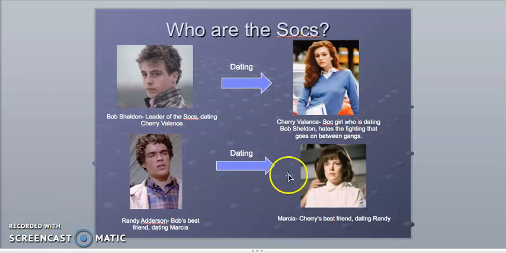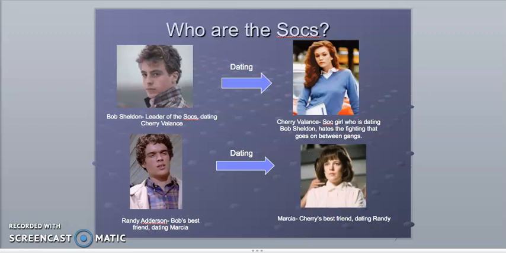Now, Cherry Valance right here, she's a social girl who's dating Bob, but she hates the fighting that goes on between the gangs. She wants it to stop, and we see her interact with both the greasers and the socials, which isn't really heard of. Most of the socials don't even speak to the greasers, but she does, okay?